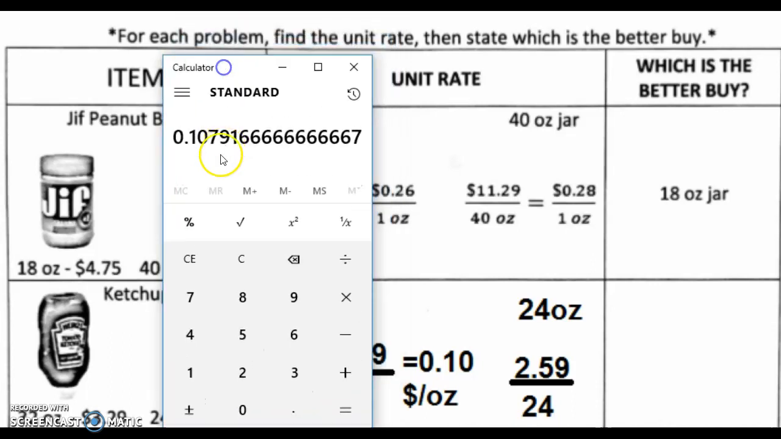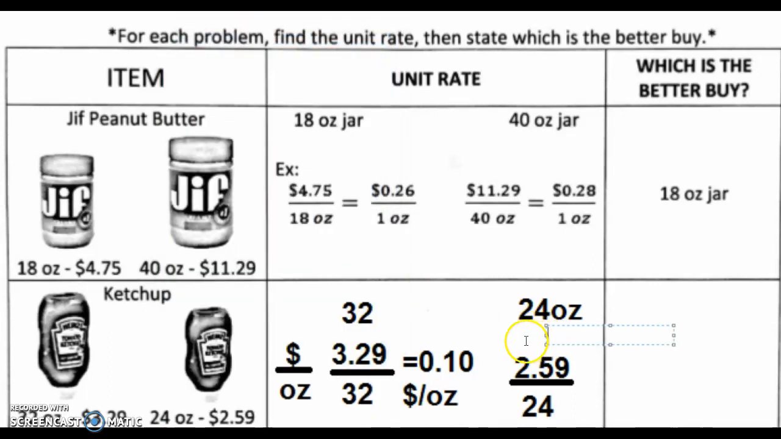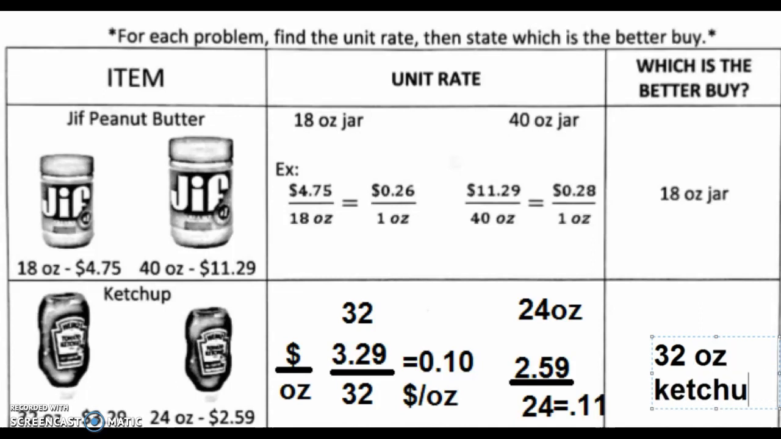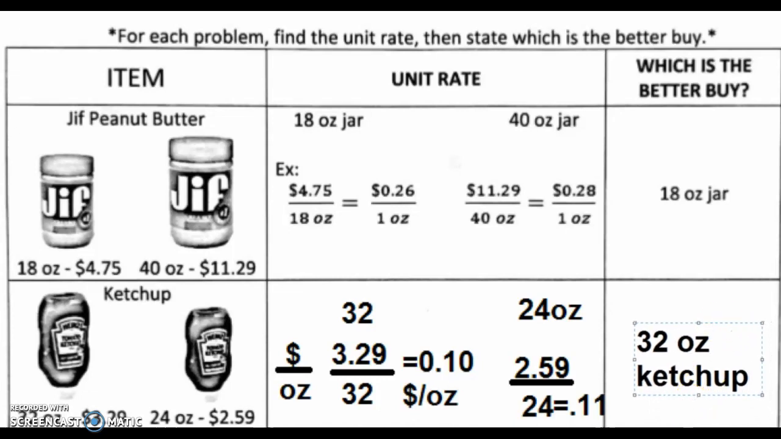0.107. Now that 7 is over 5, right? So I would have to round up, 0.11. It was 0.107. So since 7's above 5, we're going to round the next number, which was this one, up to 11. So which one's our better buy? Well, this one's 10 cents, this one's 11 cents. So we're going to say our 32 ounce ketchup. All right, so you're on your own for the rest of them. Good luck.